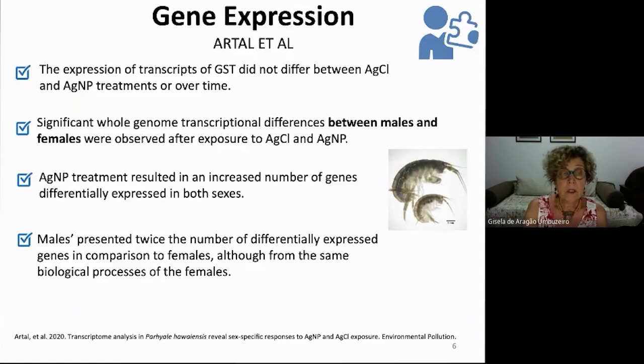The silver nanoparticle treatment resulted in an increased number of genes differentially expressed in both sexes. Males presented twice the number of differentially expressed genes in comparison to females, although from the same biological process. The main finding is that when we are going to apply gene expression to toxicology in those organisms, it's important to take into consideration the differences between sexes.